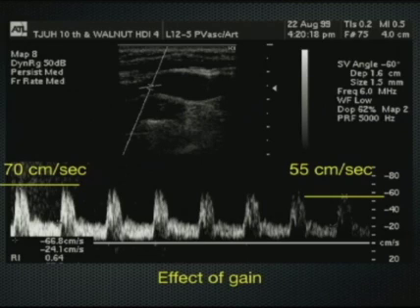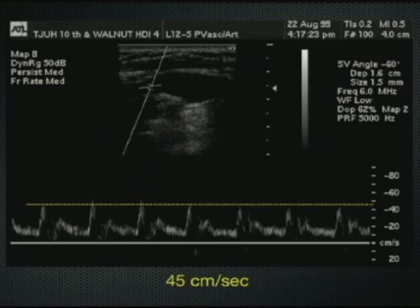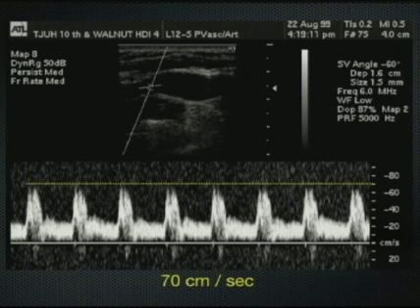If the Doppler gain is continued to be turned down even more, there will be an underestimate of the peak systolic velocity. So going back to the prior slides, the correct Doppler gain setting is shown here with a velocity of 60 centimeters per second. Here the Doppler gain is too low, resulting in an underestimation of the peak velocity. And here the Doppler gain is too high, clearly evident with all the noise in the background, resulting in an overestimate of the velocity.